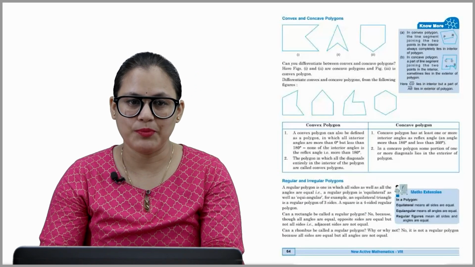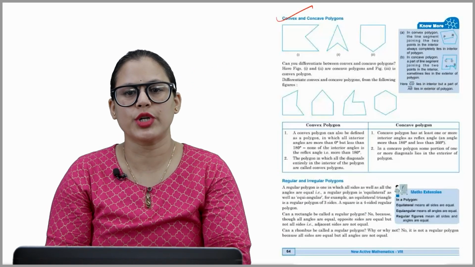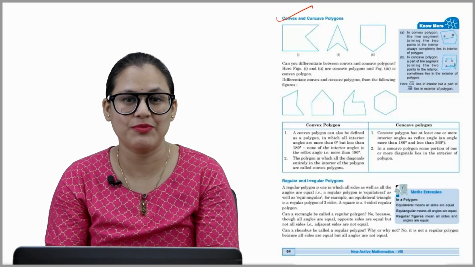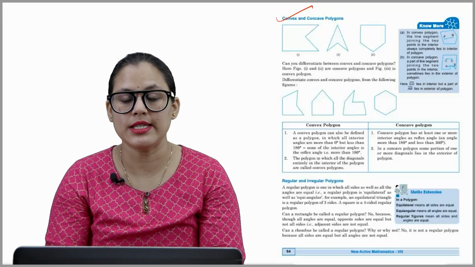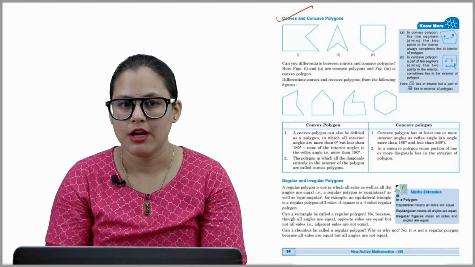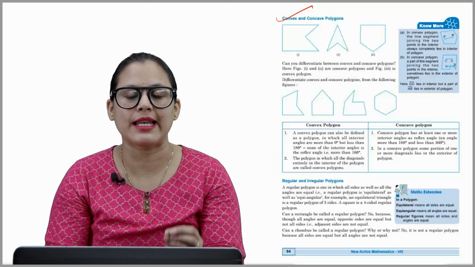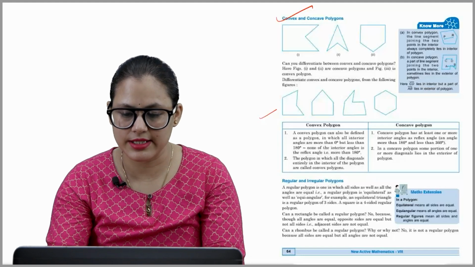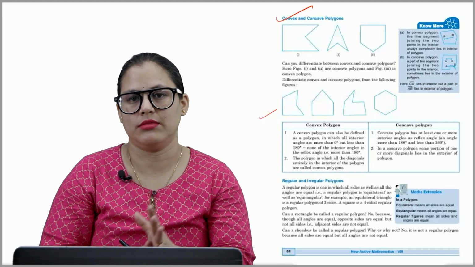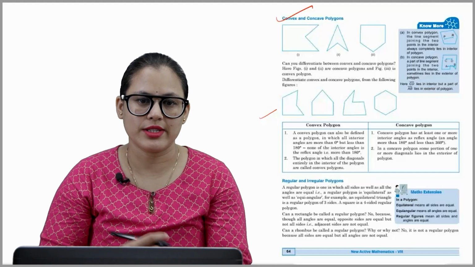Convex and concave polygons. Can you differentiate between convex and concave polygons? Here figures 1 and 2 are concave polygons and figure 3 is a convex polygon. Differentiate convex and concave polygons from the following figures. See, these are the figures where we have to differentiate which are convex and which are concave.